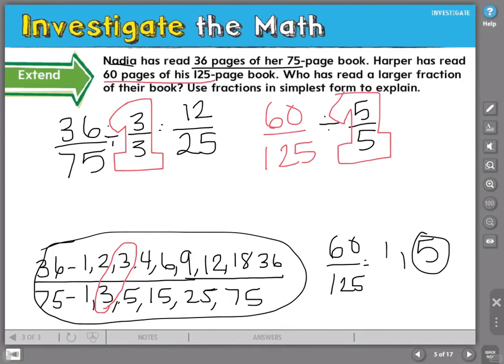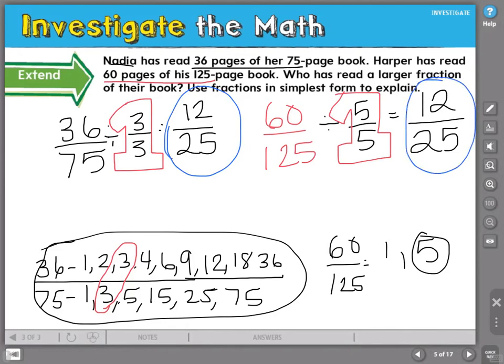When I divide 60 by 5, I get 12. And 125 divided by 5 is 25. So when I put both of these fractions in their simplest form, I can see that they are equal. 36 out of 75 and 60 out of 125 both equal 12/25ths. Nadia and Harper have read the same fraction of their book.